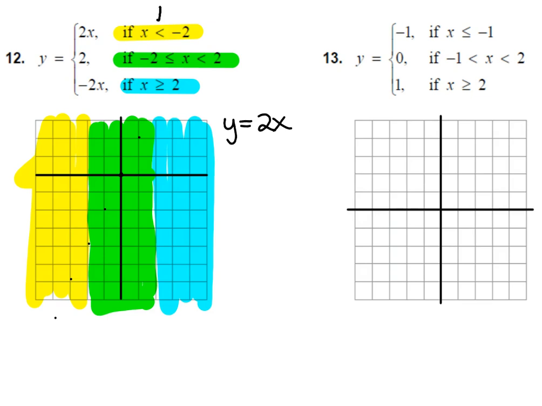Now I need to decide if I have an open circle or a closed circle. This says open because it's just a less than. So I'm going to put an open circle there where the green and yellow meet. And then I'm going to connect so that my line only is in the yellow.